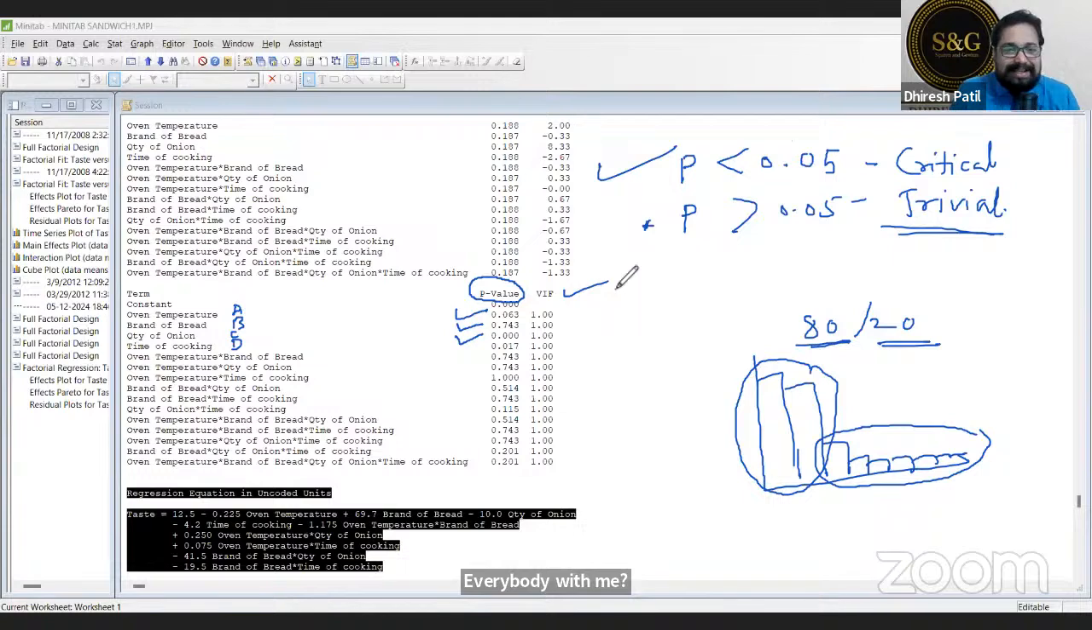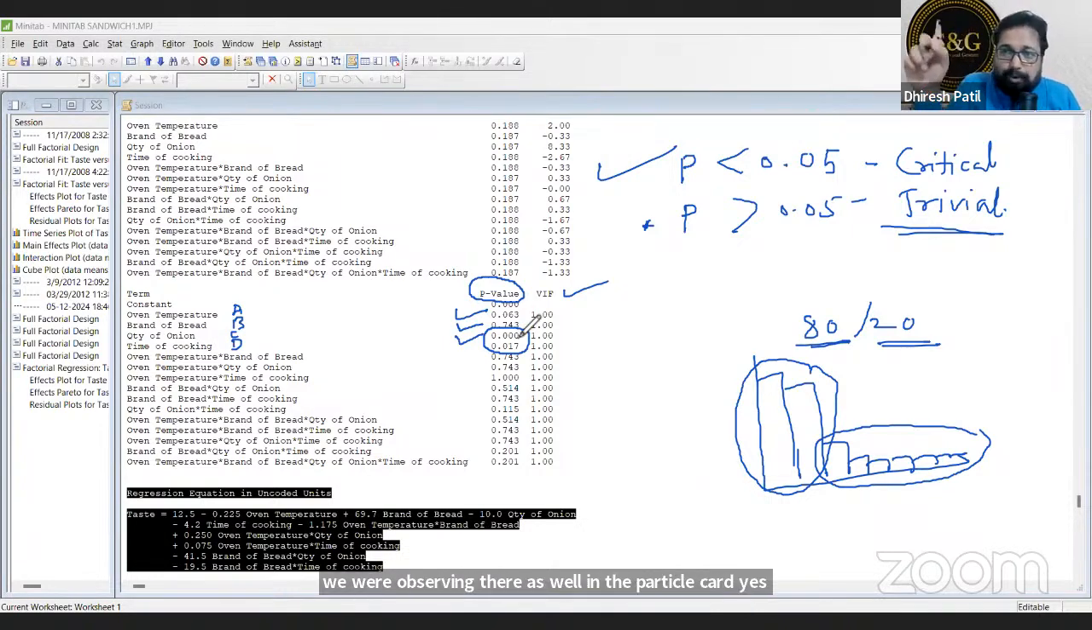Okay. And again, factor D, time of cooking, 0.017. Is it critical or trivial? C or T? Type in the chat box. C, again critical because it is less than 0.05. Only these two factors are critical. And the same thing we were observing in the Pareto chart as well. Yes or no? In the Pareto chart we saw the same thing: C and D are the only critical factors.